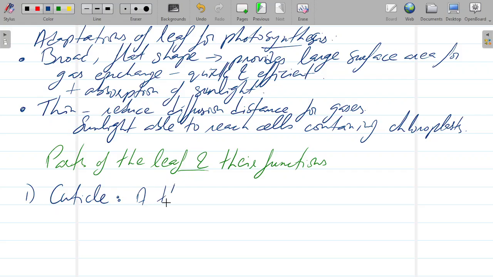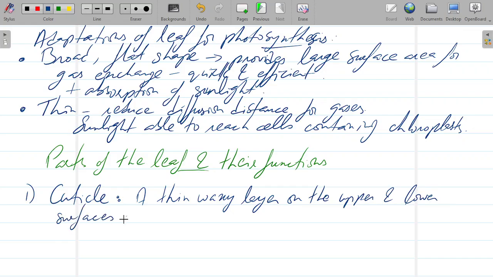So a thin waxy layer on the upper and lower surfaces of the leaf. And what this does is it primarily reduces loss of water. So it's a protective barrier.